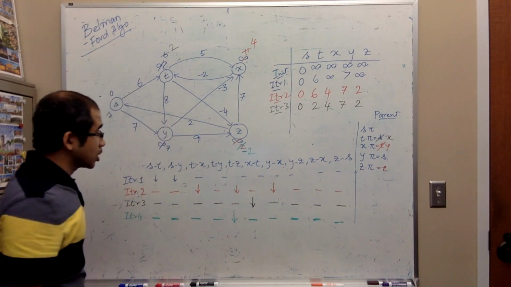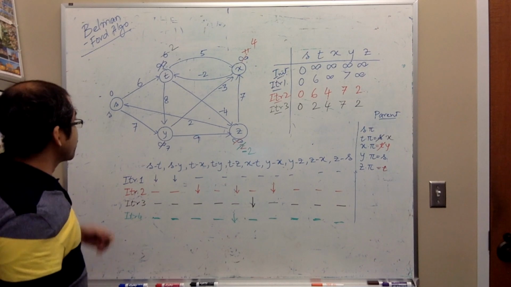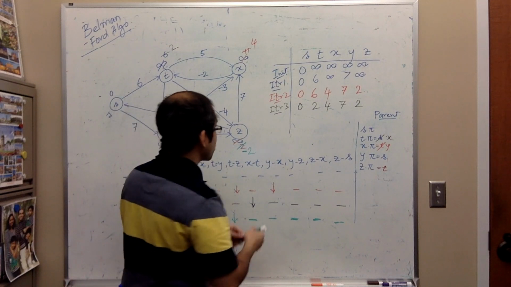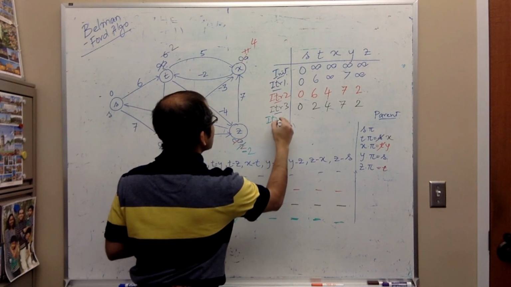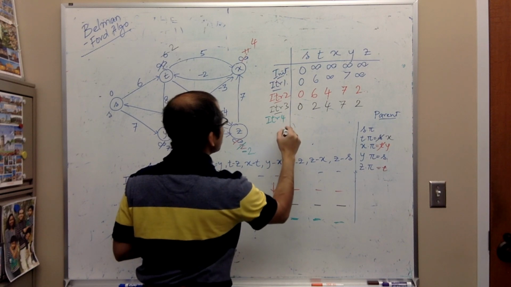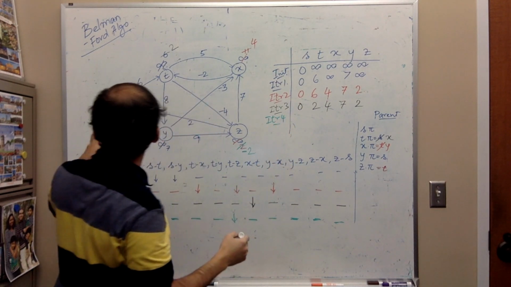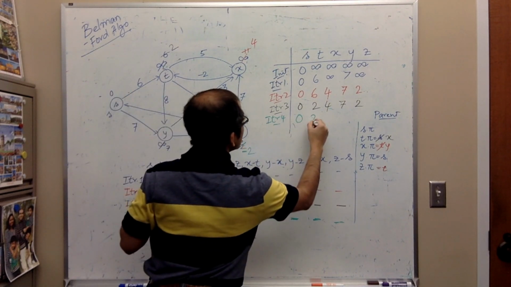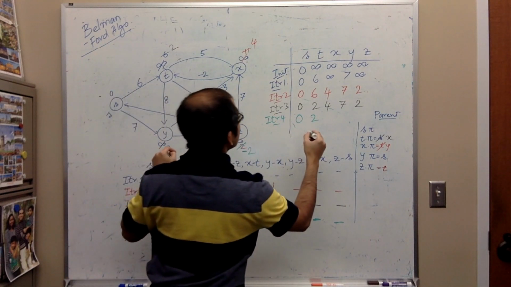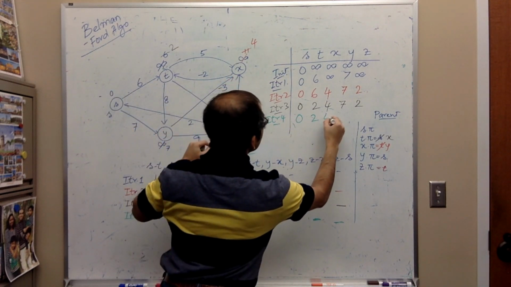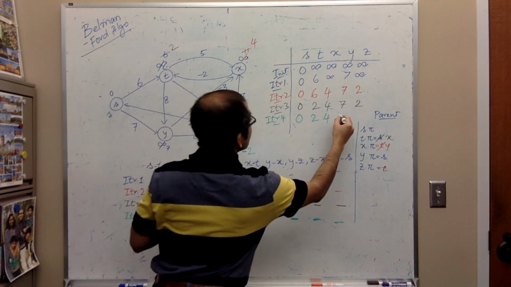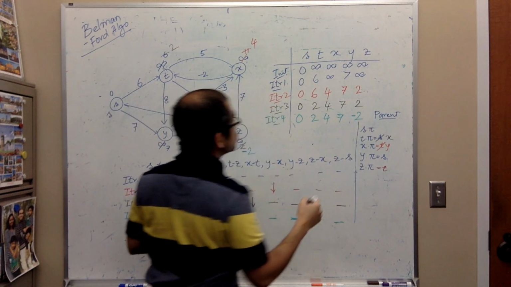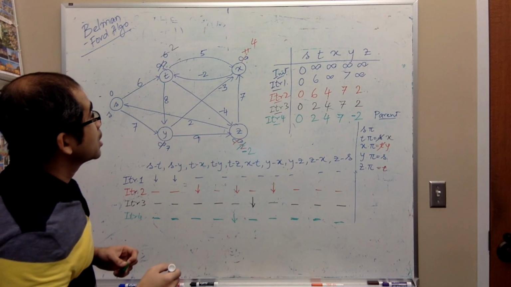We are supposed to do 4 iterations, and if we do a 5th iteration, you will see if the algorithm is correct, there will be no more change. Okay, I forgot to write this, let me write that. So iteration 4, what happened at the end of iteration 4? S is 0, T is 2, Y is 7, X is 4, and Z is minus 2. So these are the distance estimates.